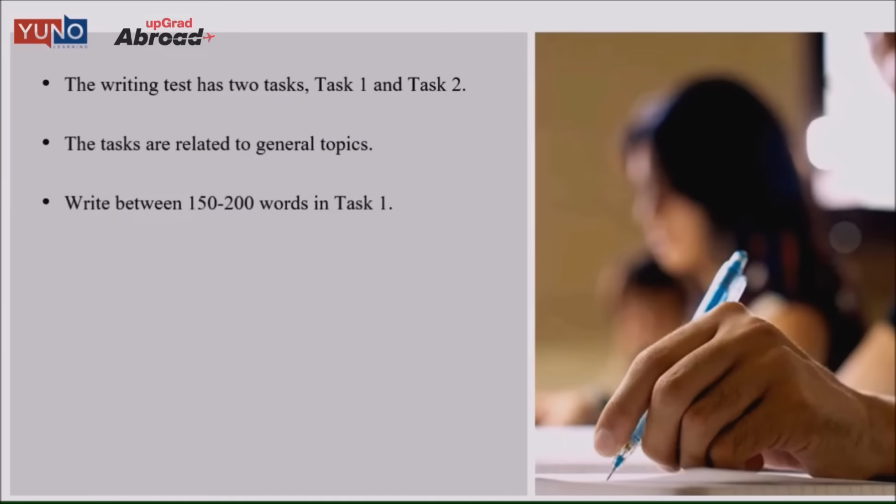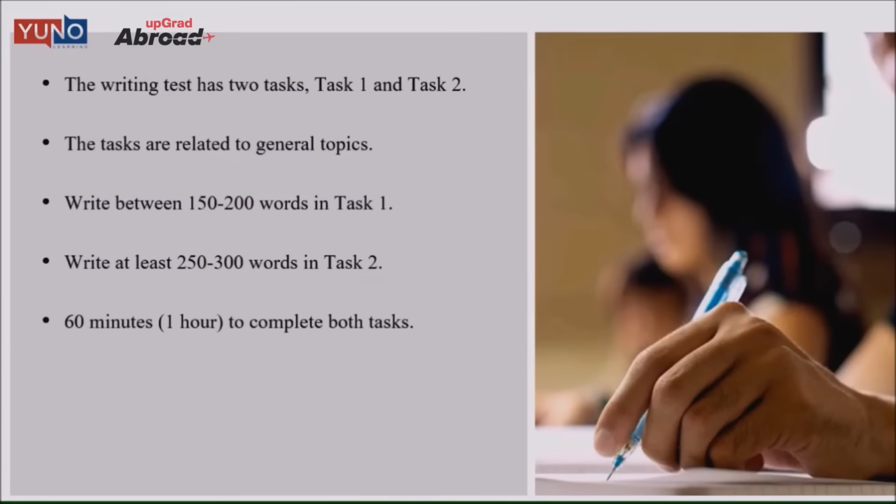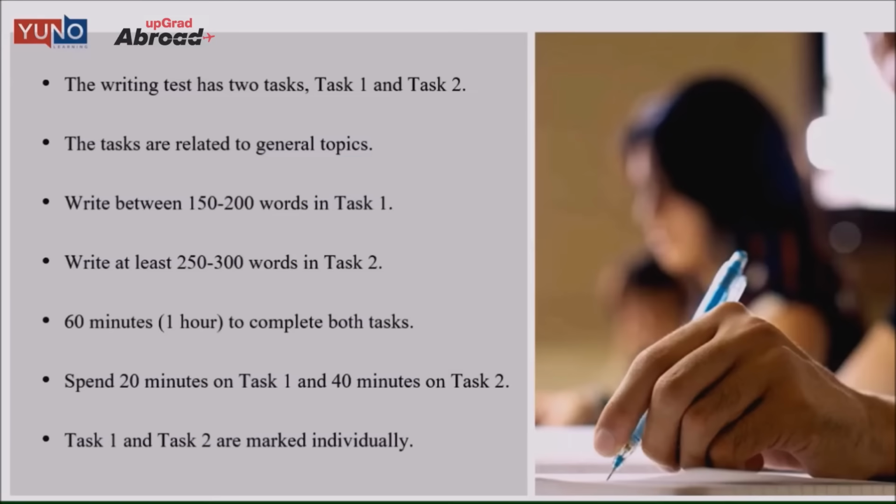Candidates are expected to write between 150 and 200 words in Task 1 and between 250 and 300 in Task 2. Candidates are given 60 minutes to complete both tasks. The recommended time distribution is 20 minutes on Task 1 and 40 minutes on Task 2. Task 1 and Task 2 are marked individually.